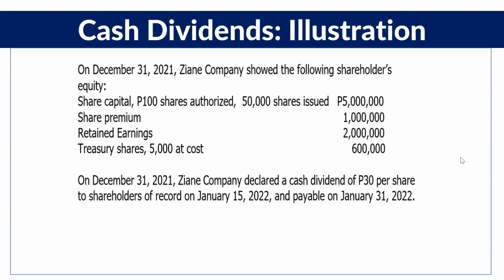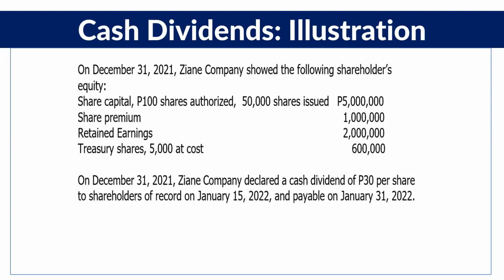Now, maybe the very first problem for cash dividends declarations is how much is the total dividends that the company will distribute, or pay out. So in this case, it's 30 pesos per share. So the problem is how many shares are entitled to receive dividends? What kind of shares can receive dividends?